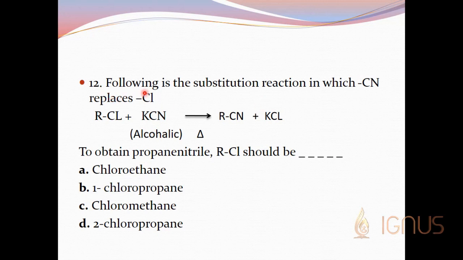Question number 12. Following is the substitution reaction in which CN replaces Cl. To obtain propanenitrile, RCl should be: option A, chloroethane, option B, 1-chloropropane, option C, chloromethane, and option D, 2-chloropropane. Here the question is, what should be the R group in order to get propanenitrile? They are given the conversion of RCl to RCN. You have to tell what the R group should be to obtain propanenitrile.